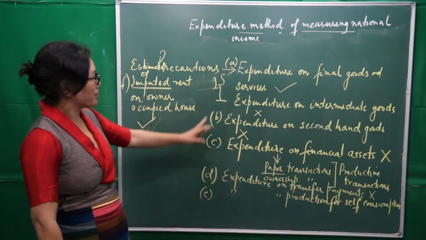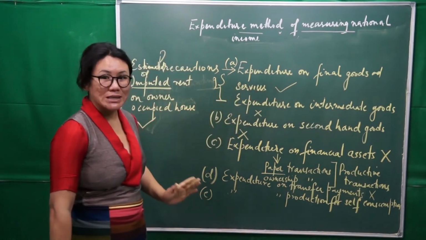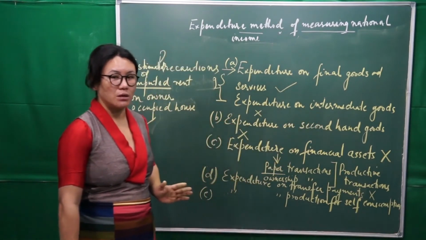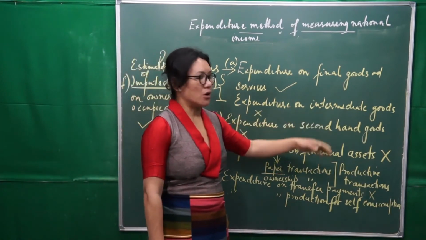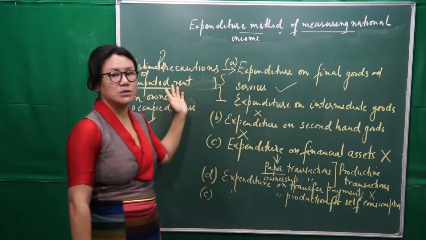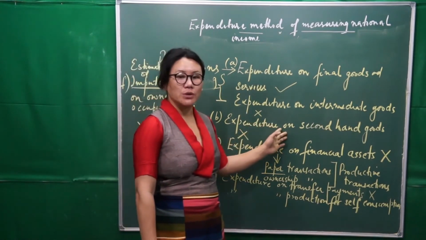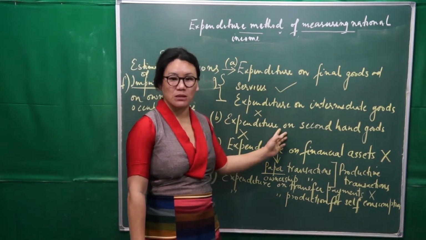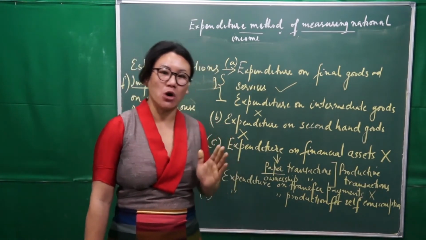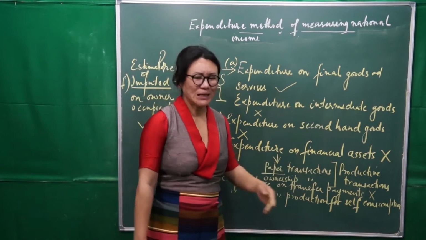So briefly, see here, recapitulation. Expenditure on final goods and services are taken into consideration. Expenditure on intermediate goods are not taken into consideration here. Why? Because expenditure on such goods are already included in the final goods. If we include this again, then it leads to overestimation of national income, right? B, expenditure on second-hand goods are not included because such expenditure are already included when they were purchased originally.